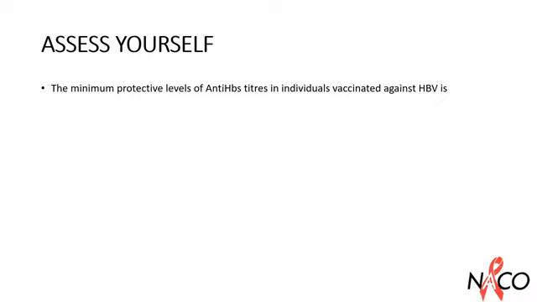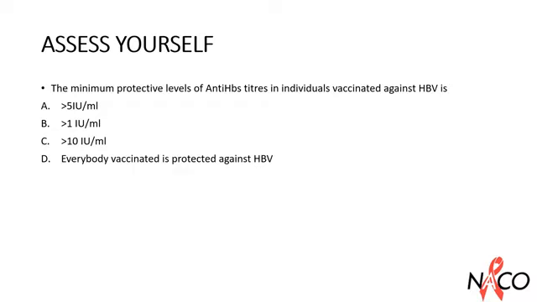Question number 4. The minimum protective level of anti-HBs titers in individuals vaccinated against hepatitis B virus is option A, more than 5 international units per ml. Option B, more than 1 international unit per ml. Option C, more than 10 international units per ml. Option D, everybody vaccinated is protected against hepatitis B. The correct answer is option C, more than 10 international units per ml.